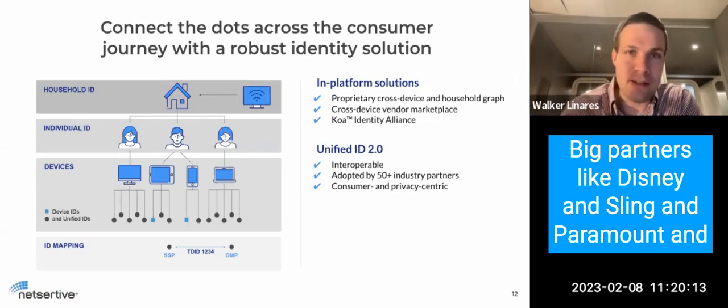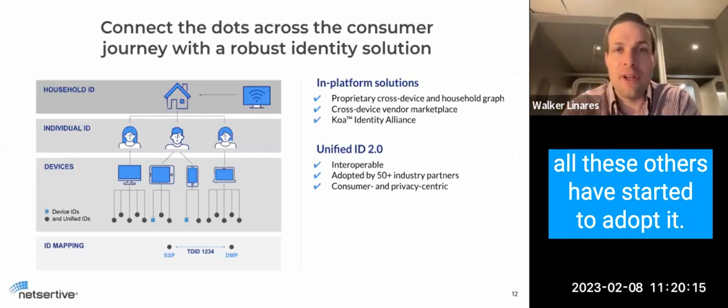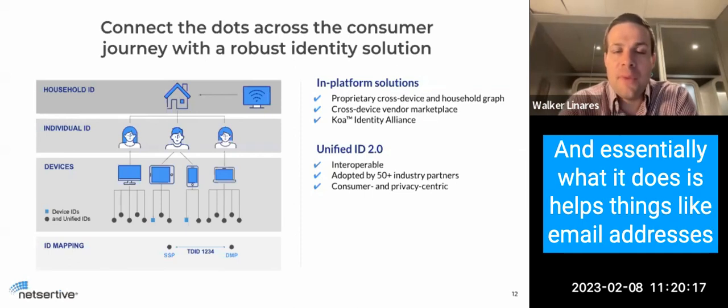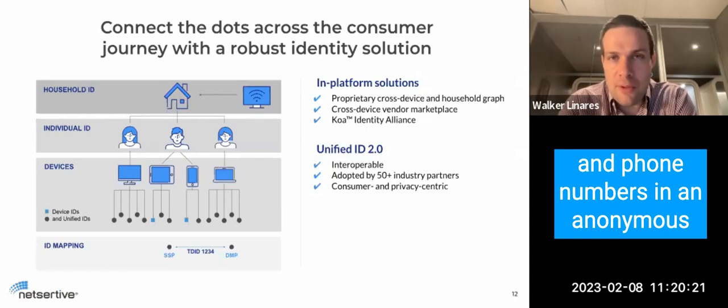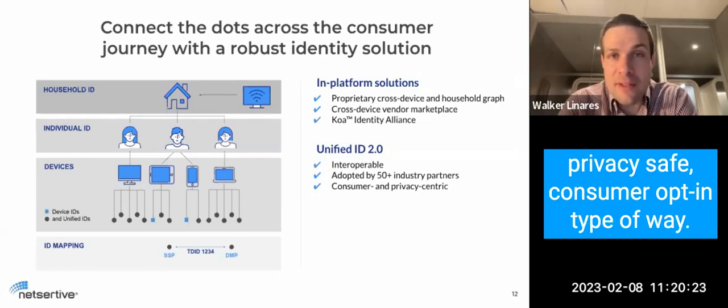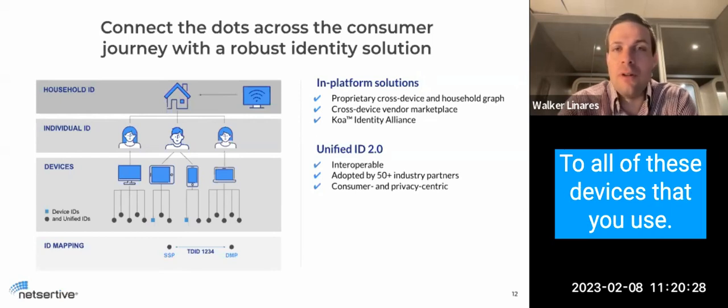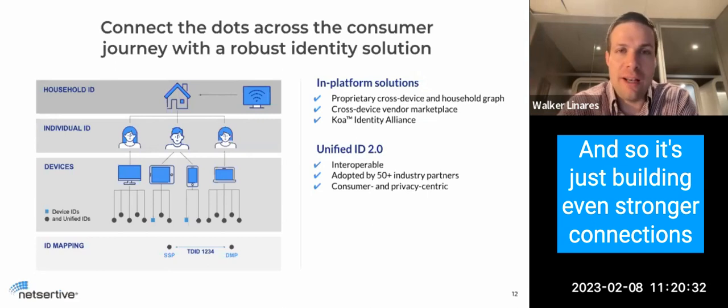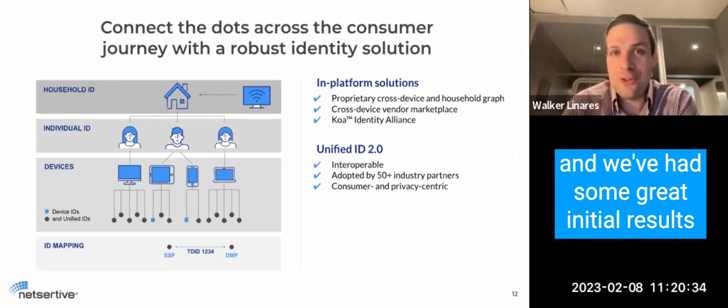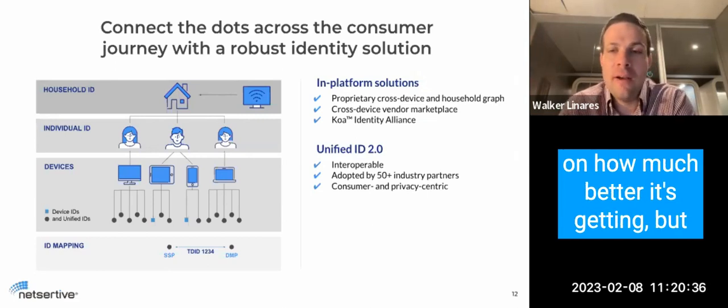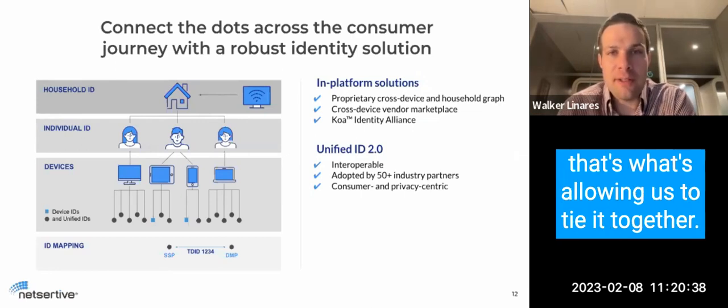Big partners like Disney and Sling and Paramount and all these others have started to adopt it. And essentially what it does is helps link things like email addresses and phone numbers in an anonymous, privacy-safe, consumer opt-in type of way to all of these devices that you use. And so it's just building even stronger connections. And we've had some great initial results on how much better it's getting. But that's what's allowing us to tie it together.